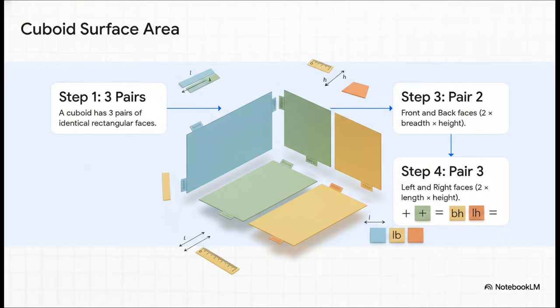So, just like the cube, we can figure this out by pretending to unfold it. But here's the twist. We don't have 6 identical faces anymore. What we have are 3 pairs of identical faces. The top and the bottom match, the front and the back match, and the left and right sides match. So all we have to do is find the area of each of those pairs, and then add them all up.